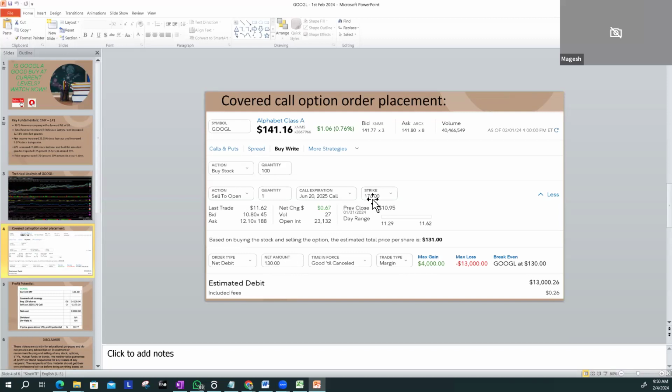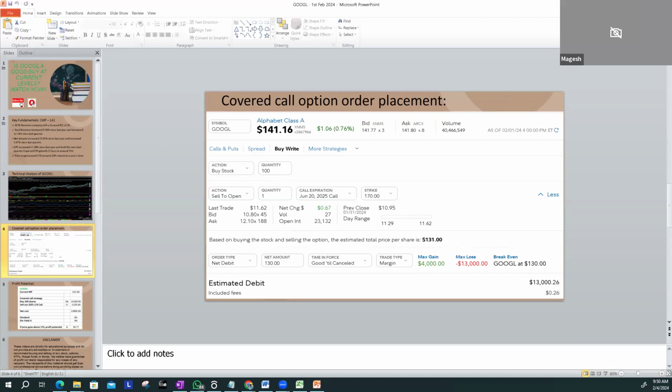Beyond 170, since we sold the call, we have to give delivery of this stock to the other person. And maximum gain in this case is $4,000 because your cost is now 130 and you have to give delivery at 170. So $4,000. Maximum loss, don't get scared, is if Google goes to zero. I don't expect Google to go to zero, so we are good.